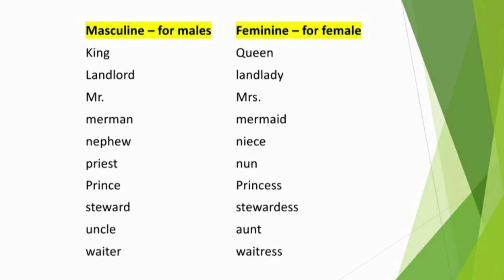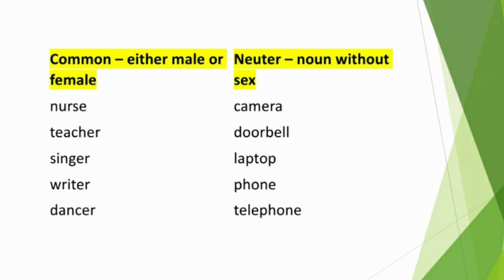For common nouns, it is either male or female. Let's give an example: nurse, teacher, singer, writer, and dancer, and so on and so forth. We have a lot of examples.